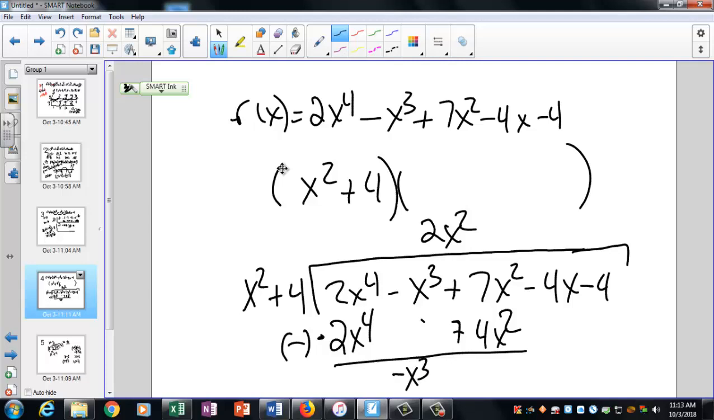Negative x cubed. This becomes 7x squared, minus, wait, this should be 8x squared, yes? This is plus 8x squared. My mistake. When you multiply this times this piece, you get 2x to the 4th. And then you get 8x squared. And when you subtract, this becomes a negative sign. And that's just negative x squared, yes?